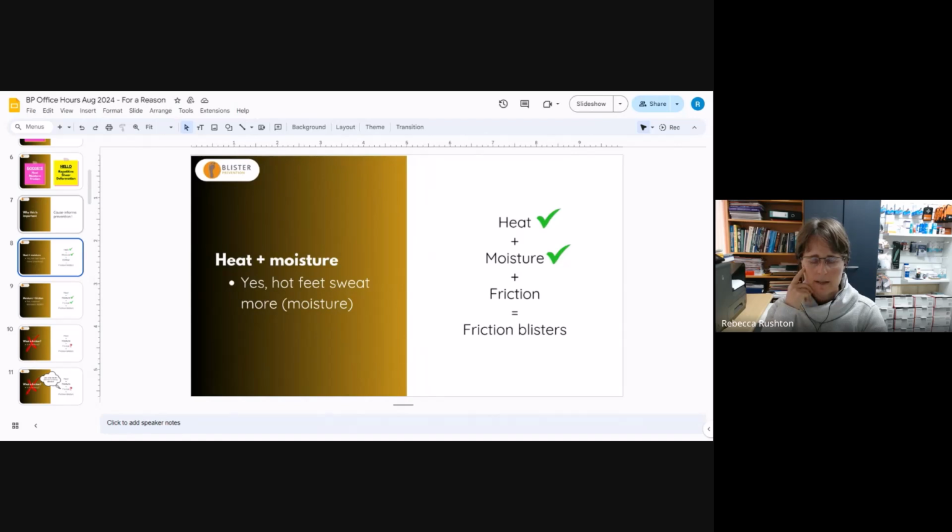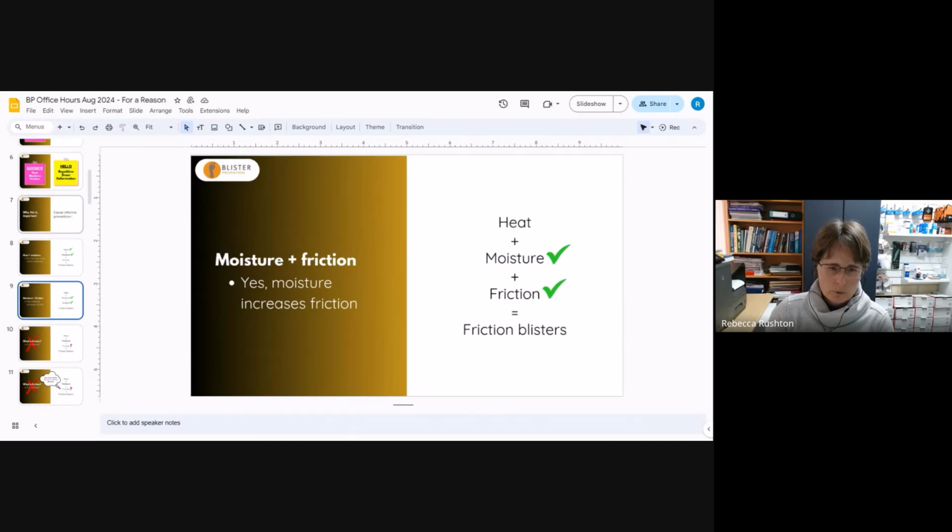And indeed, blisters are not a thermal injury. They're not a burn blister. And you don't actually need heat for moisture either, in case you're thinking that's the reason we need heat. You can get wet feet from running through wet grass or doing a river crossing. But heat and moisture are ubiquitous in shoe conditions. They're there basically all the time, but they're not necessarily required for blister formation.